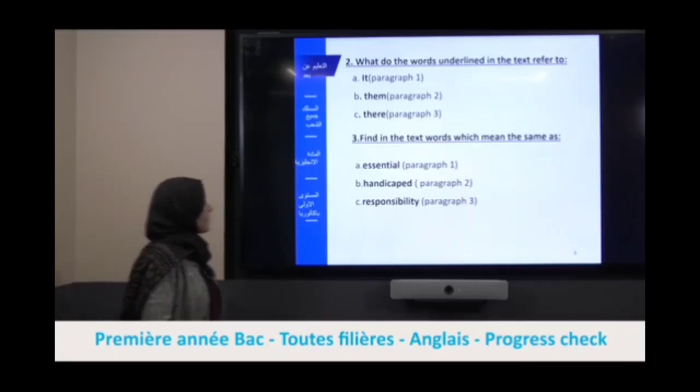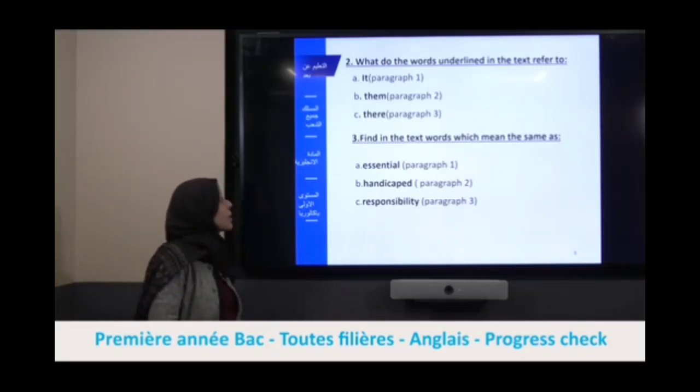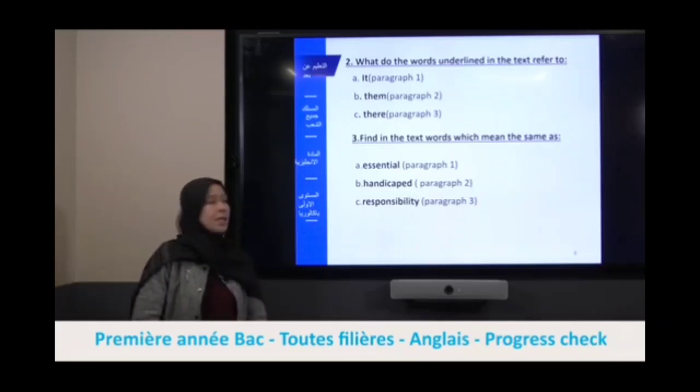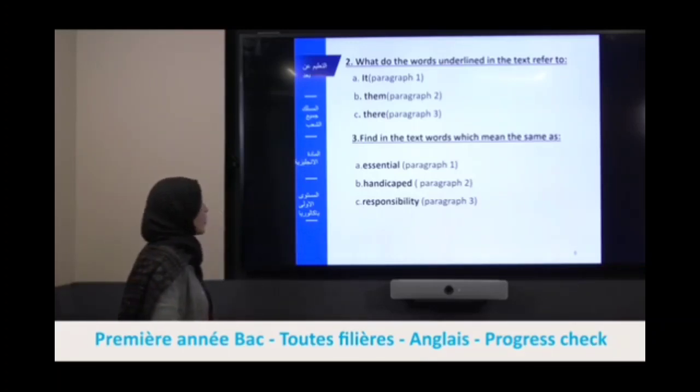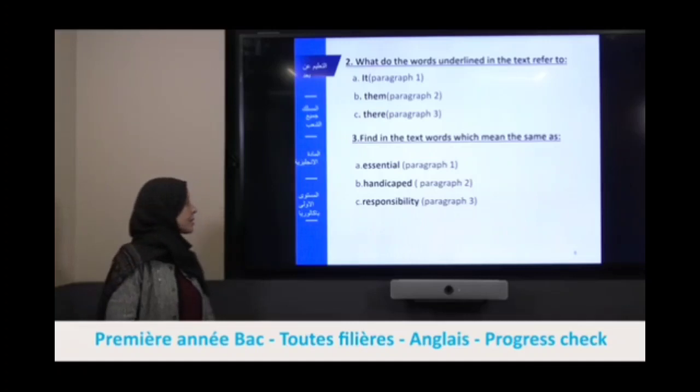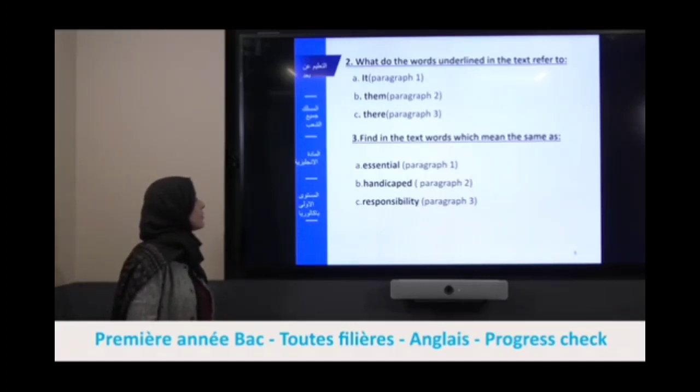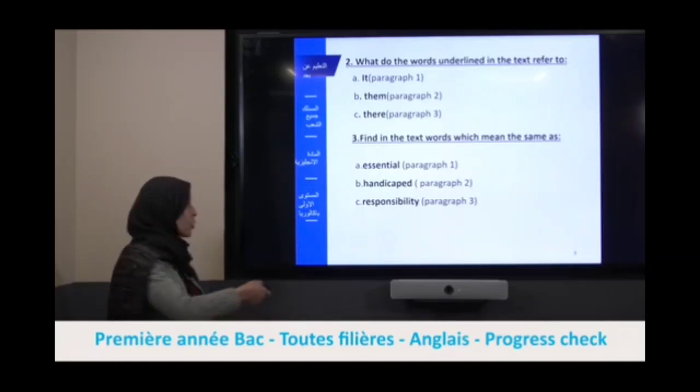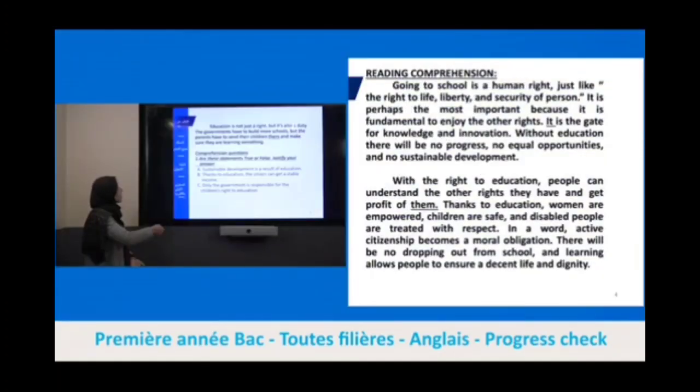Exercise 3. Find in the text words which mean the same as A. Essential, B. Handicapped, and C. Responsibility. You take some time to do the exercise. You can go back, of course, to the text to check your answers.